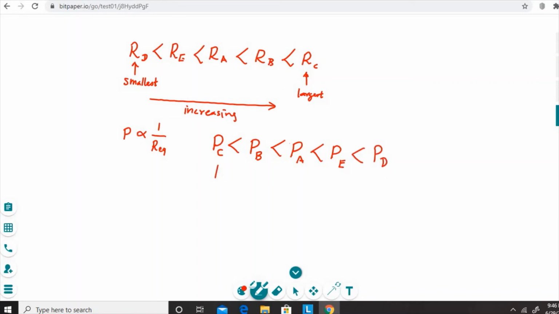So here this is the smallest total power dissipation, and this is the largest total power dissipation. This is the order of increasing total power dissipation. Okay, so that's how you do this particular problem. This is a very good problem for a multiple choice question.